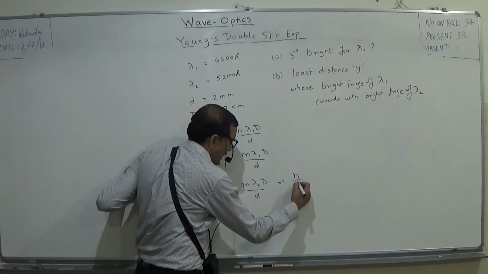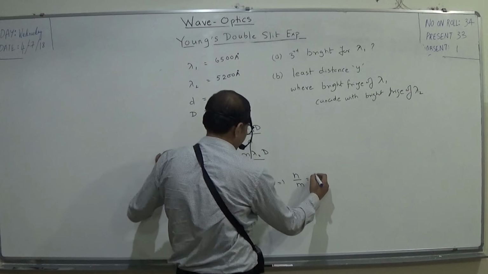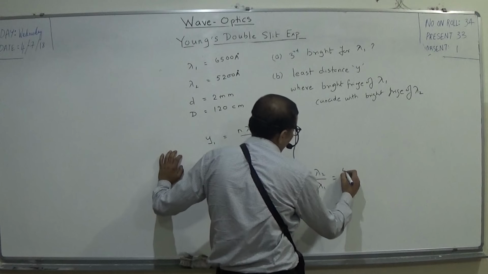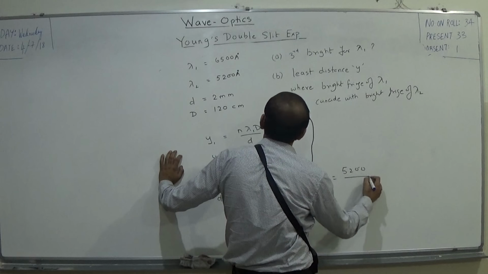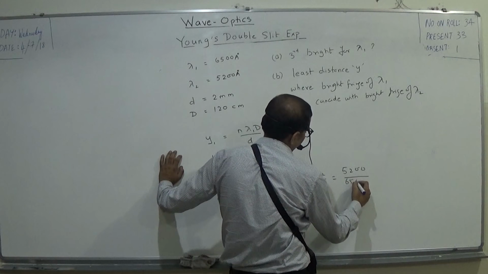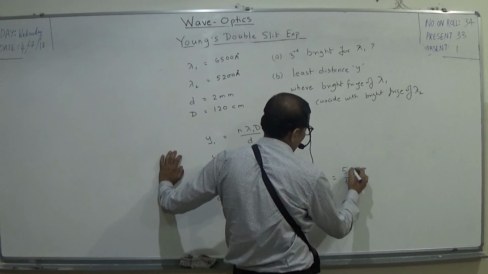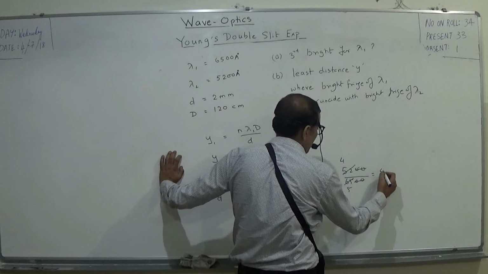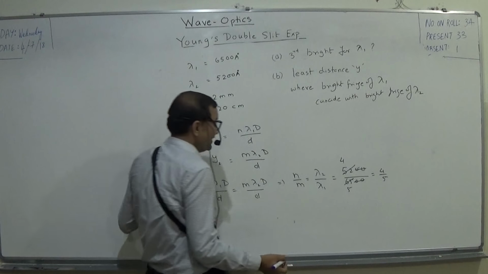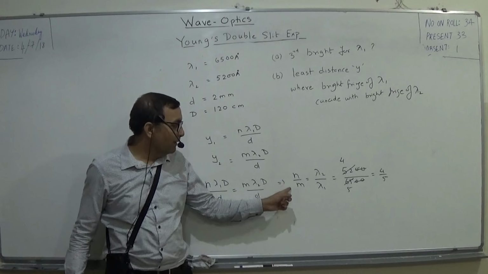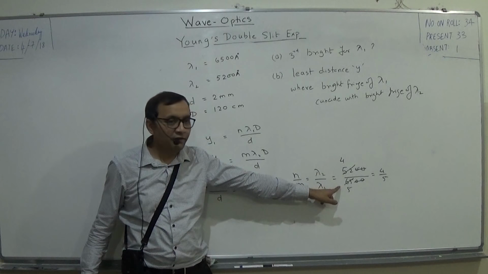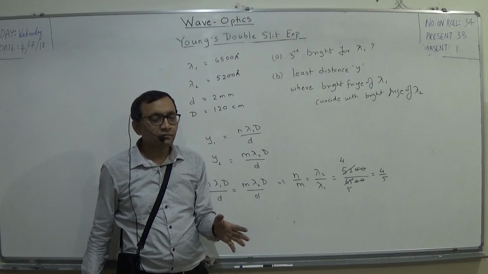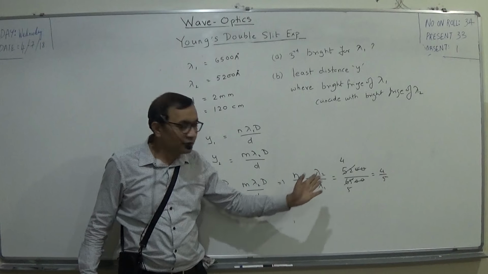So I can say n by m is lambda 2 by lambda 1. What is lambda 2? 5200. Lambda 1 is 6500 angstrom. So 13 fours are 52, 13 fives are 65. So this is 4 by 5. Now what is the minimum value of n and m for which it is 52 by 65, given n and m have to be integers? n is equal to 4 and m is equal to 5.